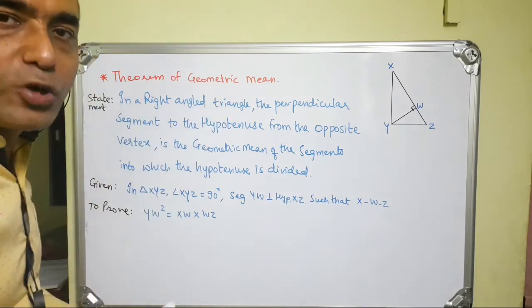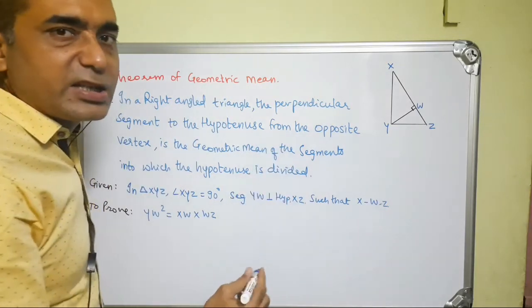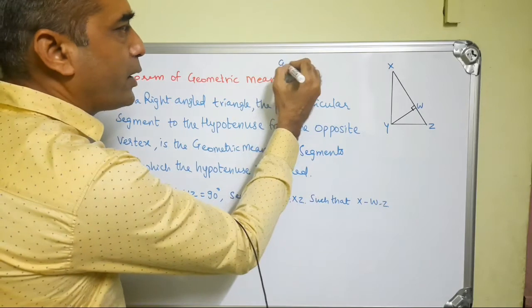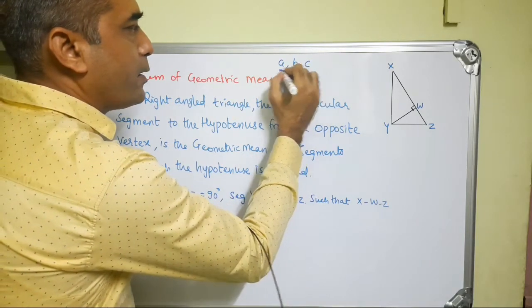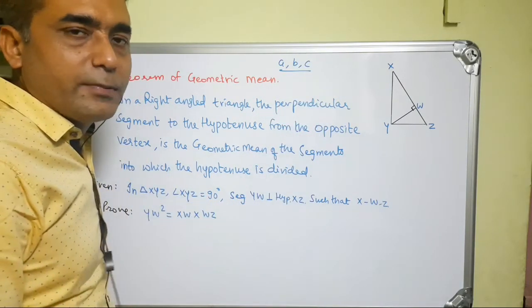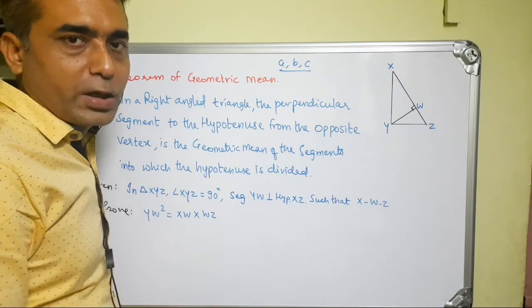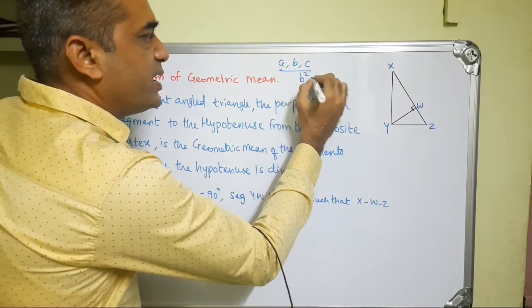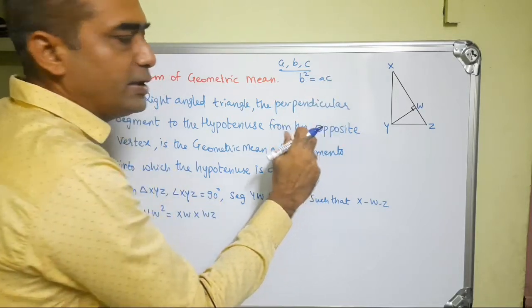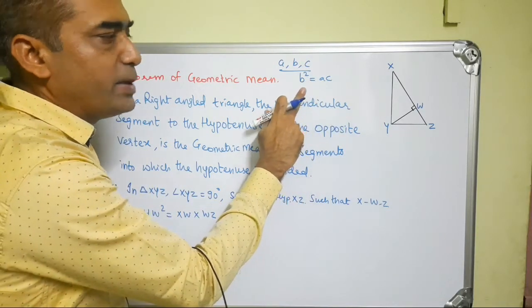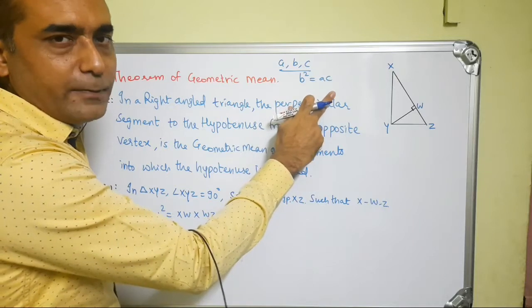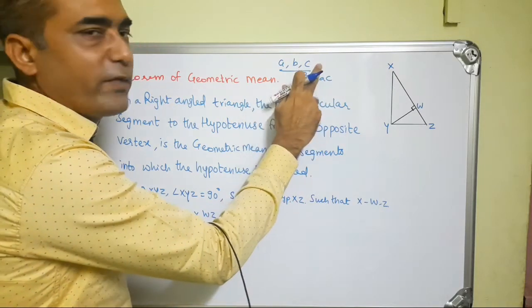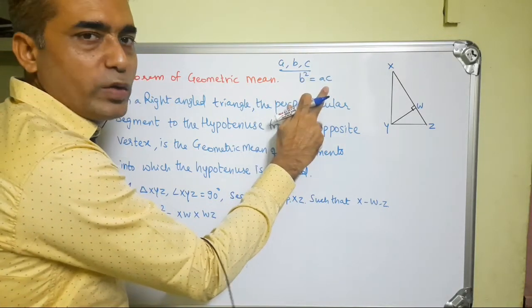Now we know what a geometric mean is. We have studied this in standard 9th: if A, B, C are three terms in continued proportion, then B square equals AC, and we say that B is the geometric mean of A and C. Therefore B square equals AC.